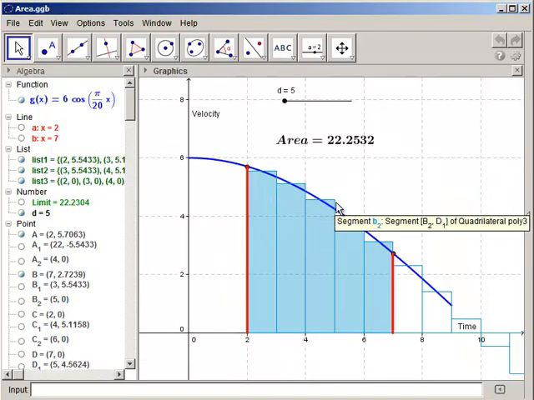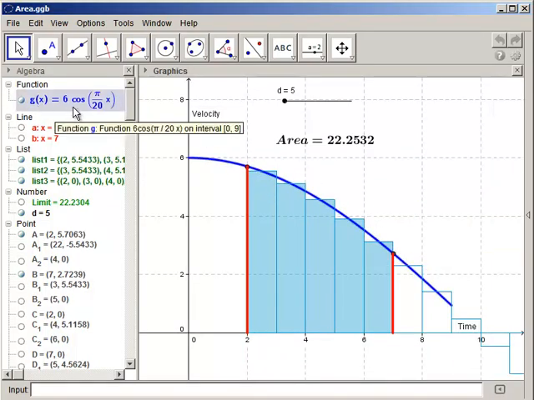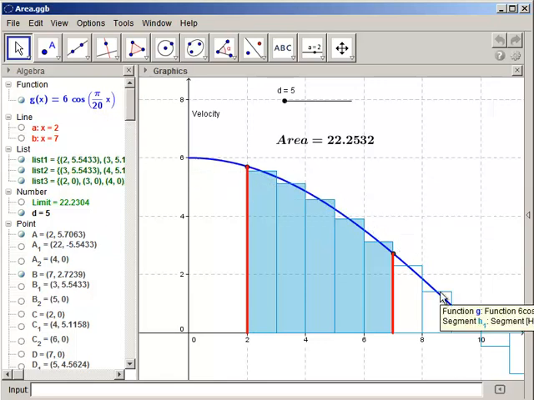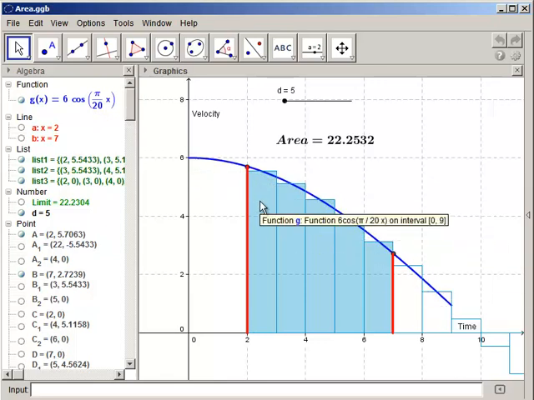Okay, here's another graph of velocity versus time, but our function is no longer just a constant function. In fact, it's a cosine function up here. It could be anything. It could be a polynomial, exponential, logarithmic, whatever. In this case, we have a cosine function. And let's interpret the area under this kind of a curve.